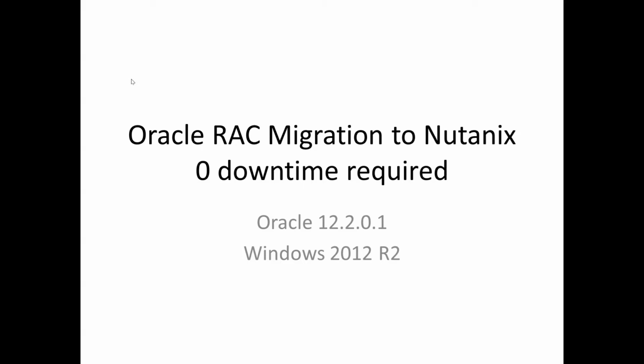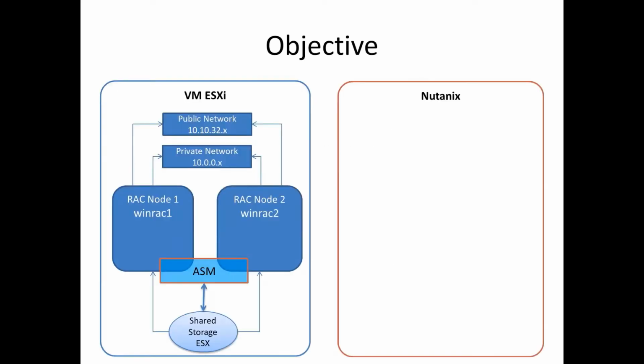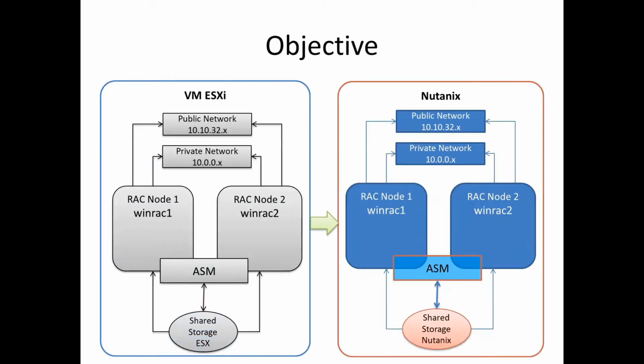Hi everyone, today I'm going to cover the topic of Oracle RAC migration to Nutanix with zero downtime. Here I'm using a sample environment on ESXi hosts with Oracle 12.2.0.1 and Windows 2012 R2 VMs. I'm taking a specific case, but this can be generalized for other environments as well. The objective is to do the migration from here to here.